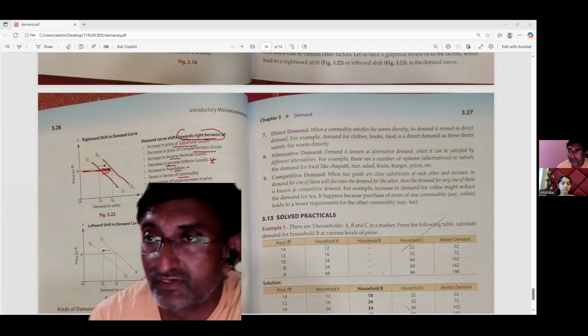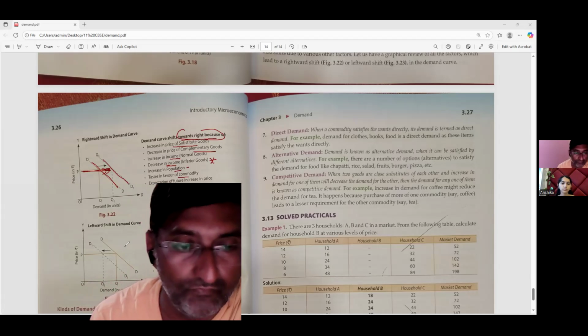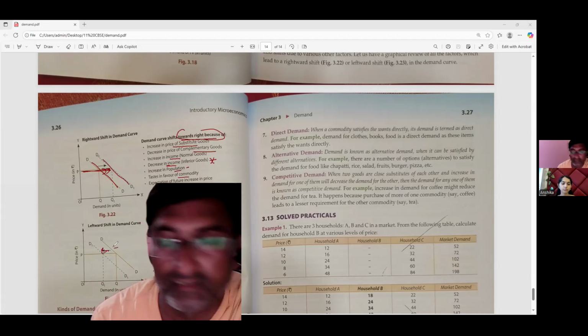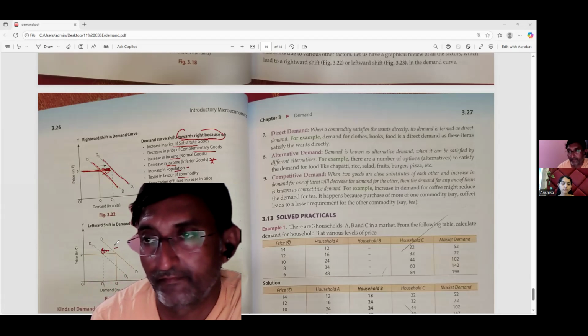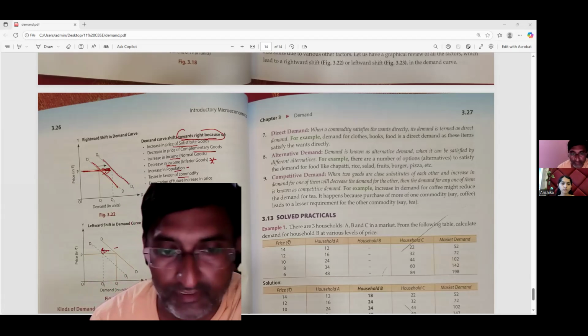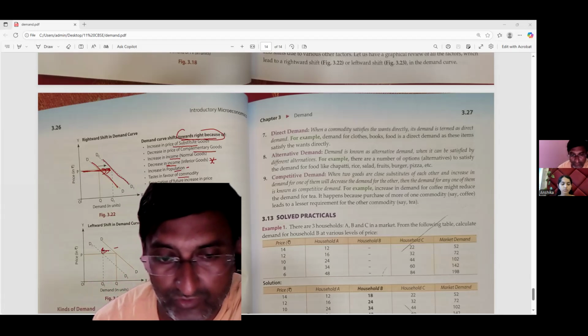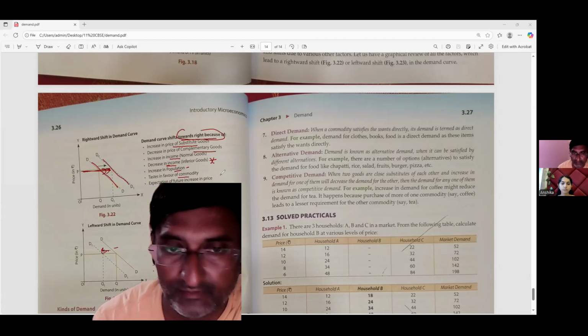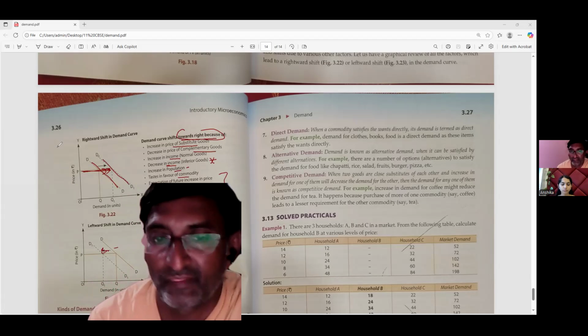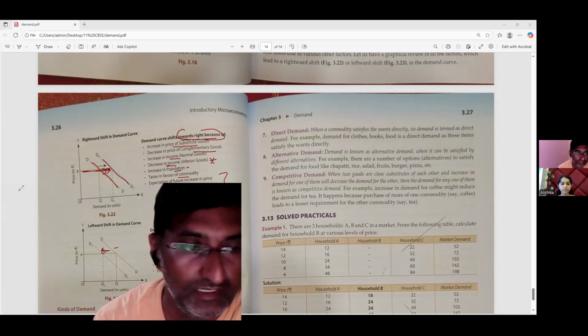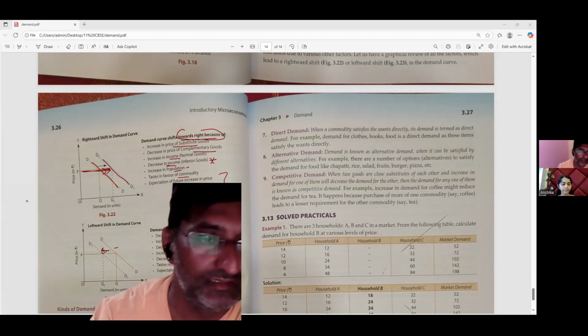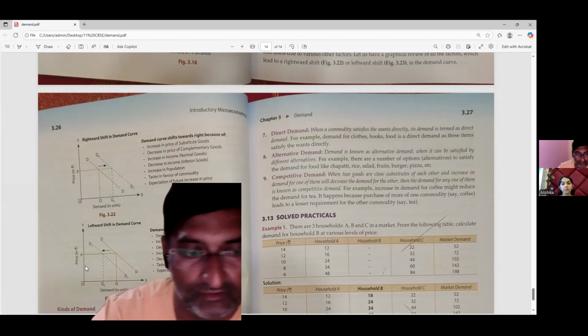Now, in which situation will your demand curve move to the leftward side? Let's see: decrease in the price of substitute goods, complementary goods, normal goods, inferior goods. These are the examples, and the rest will remain the same. Right? So these are the examples of demand curve shifts.